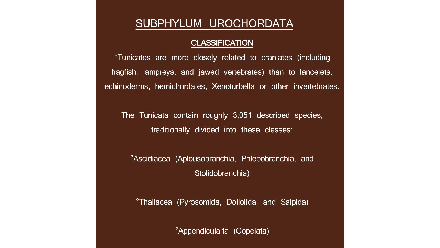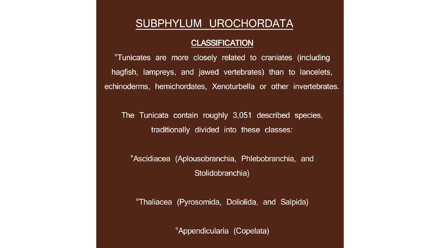Now, they are related to craniates. When we are talking about craniates, it means chordata with a head. You understand? They have head. Are you getting me now? These ones don't have a head, but they are chordata with what? With heads. They have cranium. You know what a cranium is? They have skull. Now, they are more related to craniates, which are hagfish, lamprey, and jawed vertebrates. Are you getting me now? Than to lancelets, echinoderms, hemichordates, and xenoturbella. They are more associated to vertebrates than the ones that come before them. Are you getting me now?